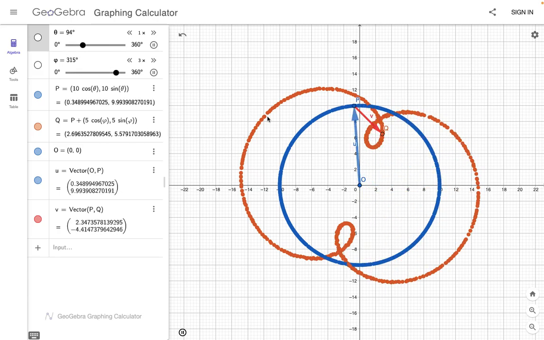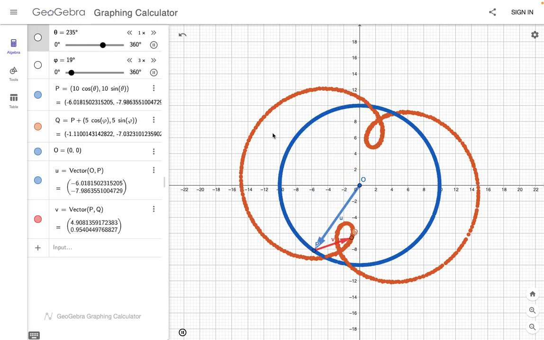So this way you can change the speeds and get different patterns or trajectories. Thank you for watching.